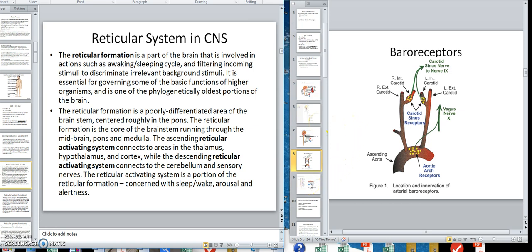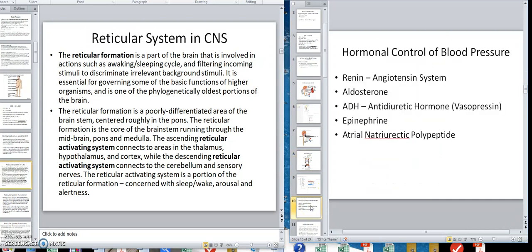All right. So now we go a little further, and we're going to talk about hormonal control of blood pressure. So we're going to do another video starting with hormonal. This was the one on the nervous control of blood pressure.